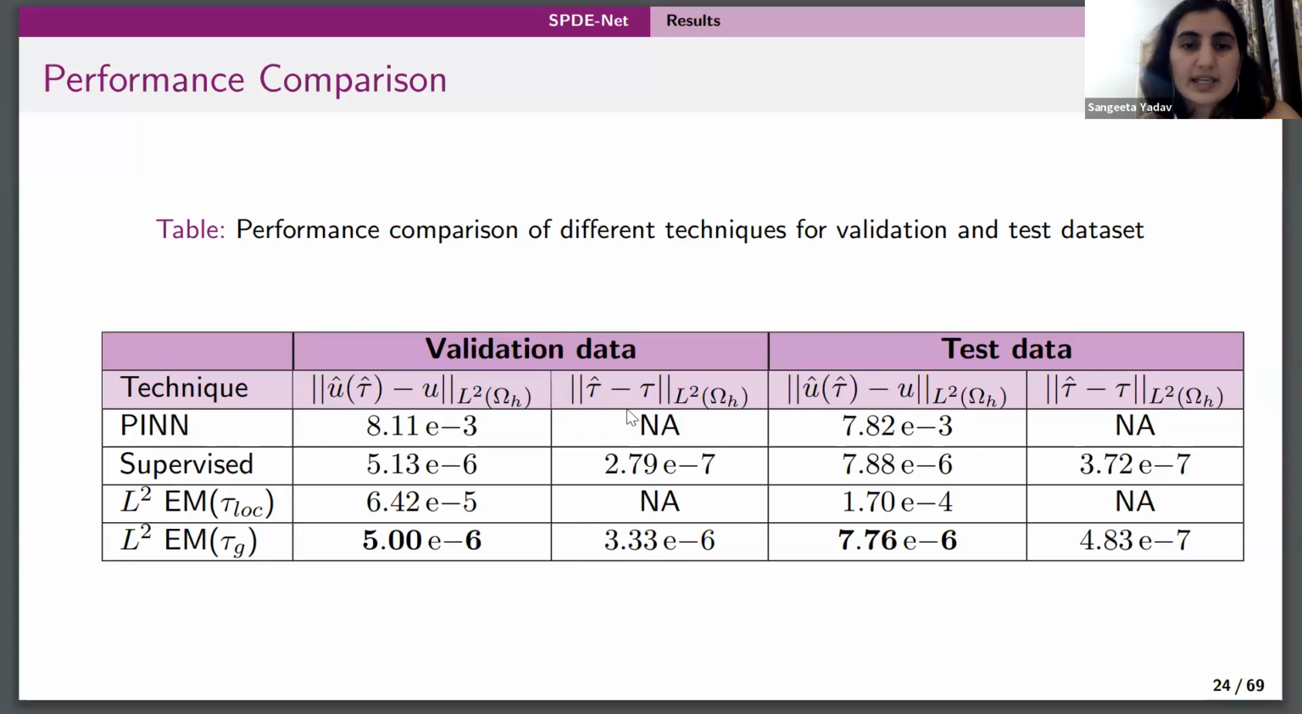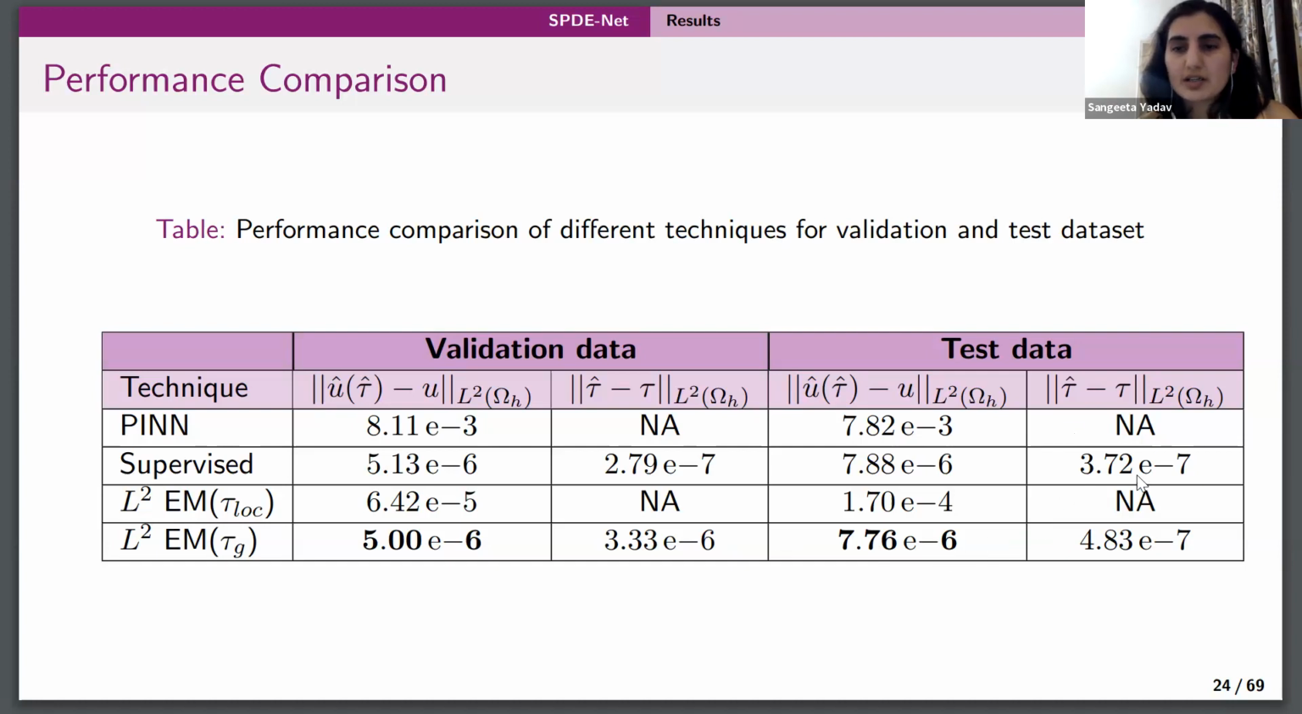And secondly, we compare the RMSE error between tau hat and tau. Herein, we are not showing it for PINNs because PINNs doesn't have any stabilization parameter. And similarly, tau local has a stabilization parameter, but the size of the stabilization parameter is equal to the number of cells, so we could not compare it against the standard formula. That's why these two rows are blank. But if we compare the supervised and L2EM global techniques' performance, then we can say they are just one order apart.